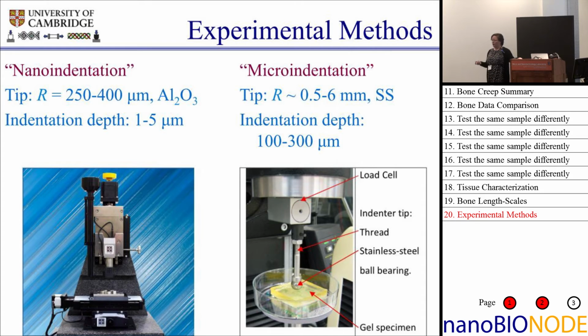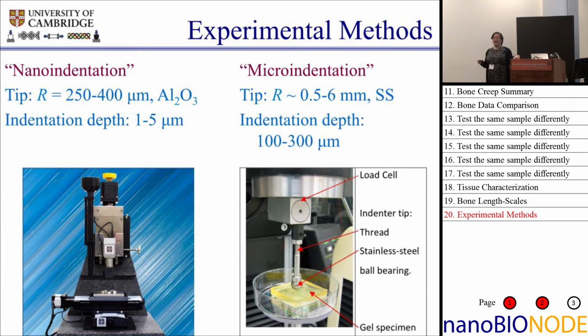So our spherical probes, as I said, are relatively large because we don't want plastic deformation. We want to have relatively small strains. Then we have things called microindentation, which is when we use our very small scale Instron tester with a 5 Newton load cell, and we use tips that are on the order of millimeters in radius, stainless steel ball bearings that have been smoothed, and then we do indentation depths that are just sub-millimeter.